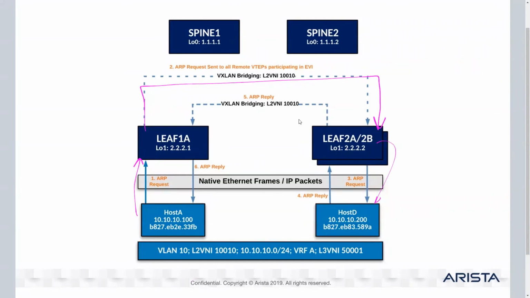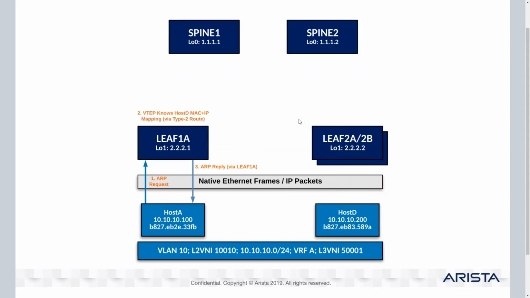Okay, host D's reply, of course, is unicast. The ARP reply comes in, and then it is just VxLAN bridging operation, still L2VNI 10,010, right back to host A. So the idea here with ARP proxy or ARP suppression is that we would like a way to reduce the amount of ARP requests that are flooded throughout the EVPN domain.